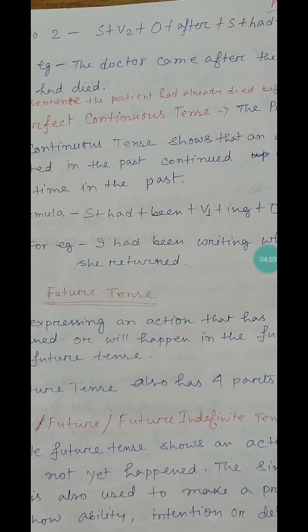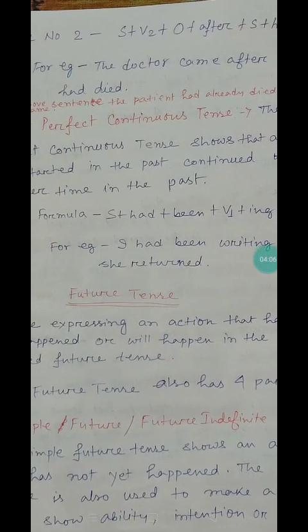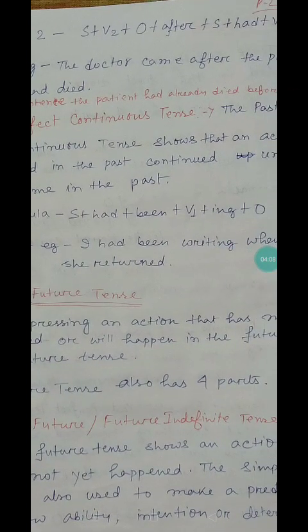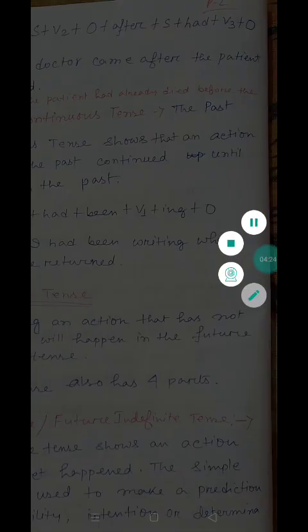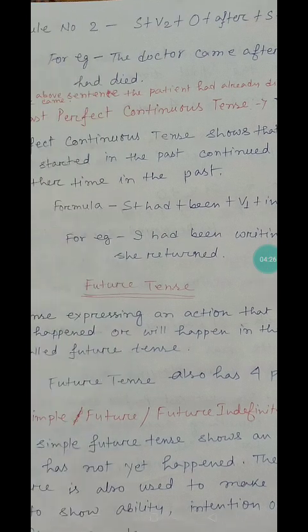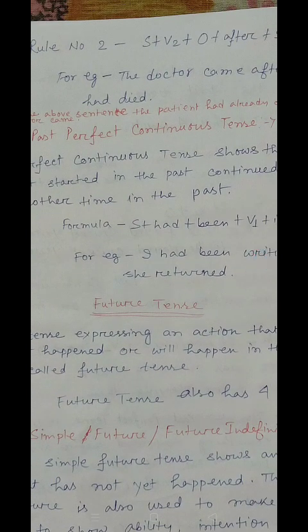Now, for example, the doctor came after the patient had died. You can see I have written it according to the formula, this example. The doctor, subject, then came, it is V2, then object I have not written, then after this the patient, second subject, after that had died, had according to the formula, and died V3. So here any object I have not written, but if in the sentence object is written, then you have to write.